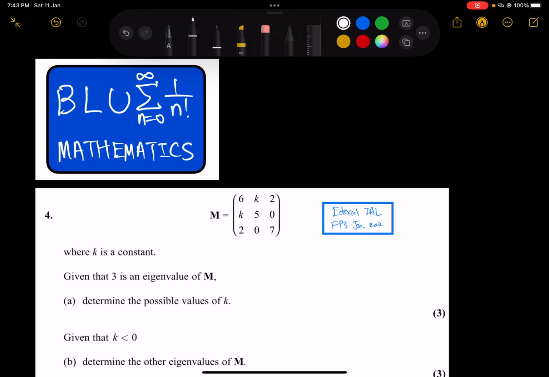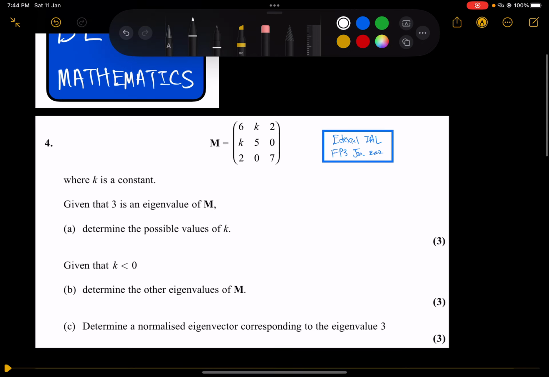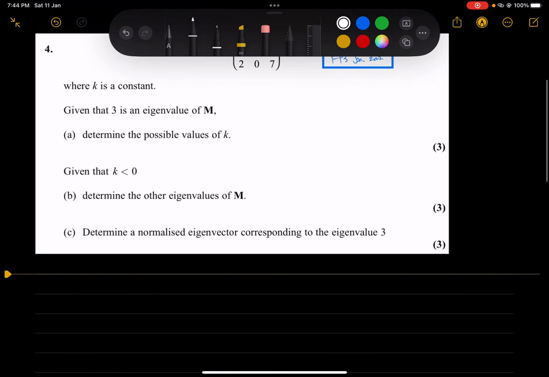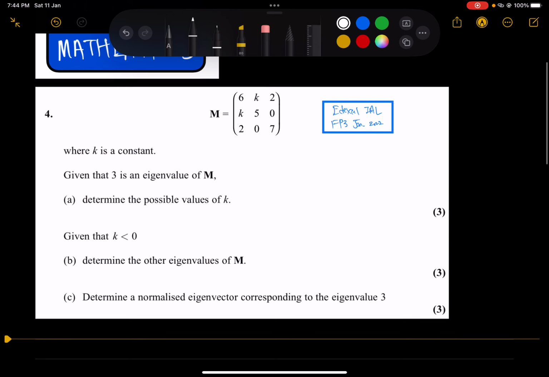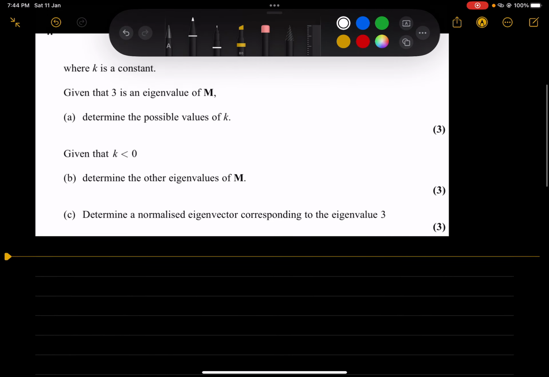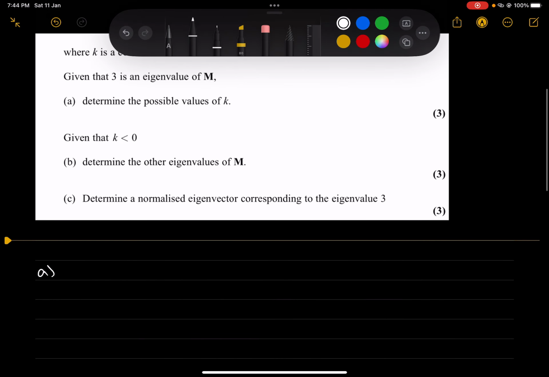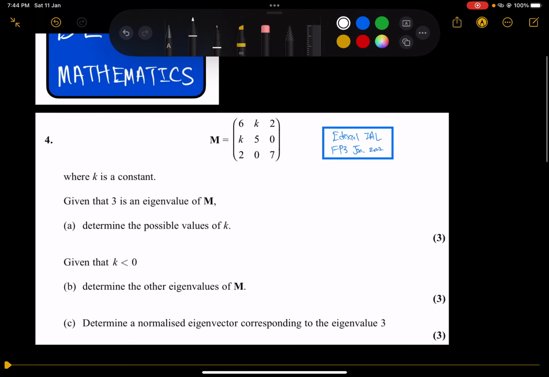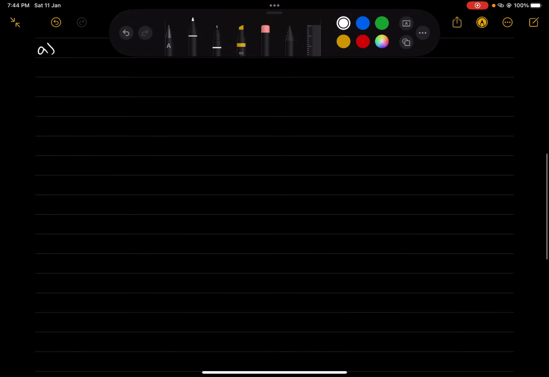Okay, so this one is on matrices, and this one is also from the international A levels, and this one's fairly easy. It's quite basic as well, but I have to explain it anyway. So part A is to find possible values of k. The obvious one is that I'll need the determinant of M minus lambda I.